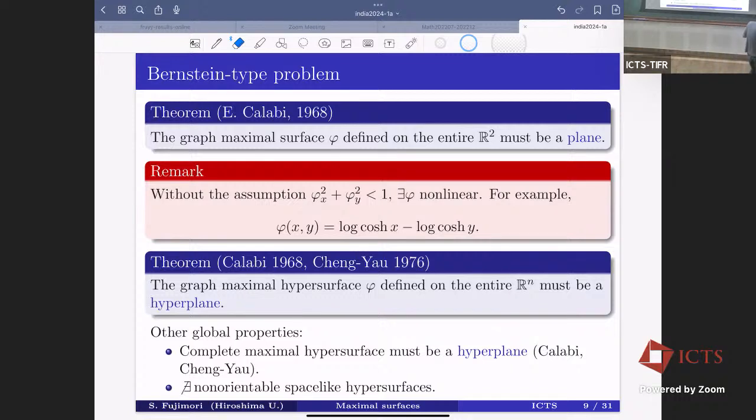In the second half of the 20th century, many global properties of complete minimal surfaces and minimal hypersurfaces were studied, and many interesting examples were found. But in the maximal surface case, this is it. If we allow some singularities, with some definition of completeness, then we find interesting examples for the maximal surface case.